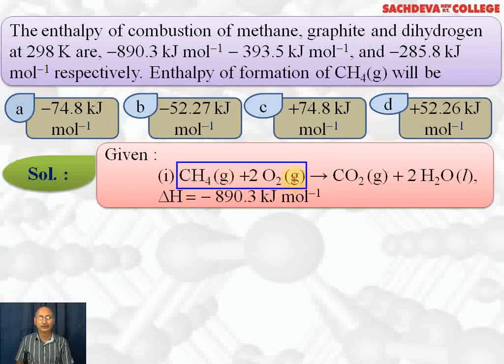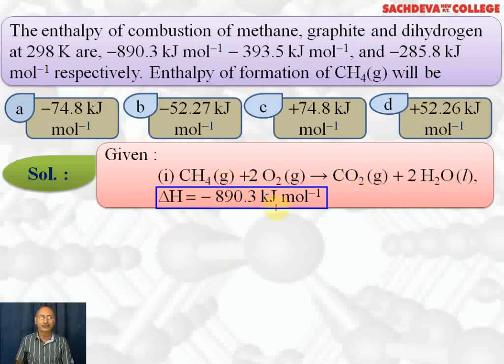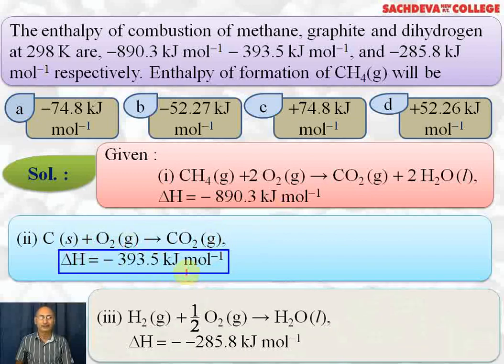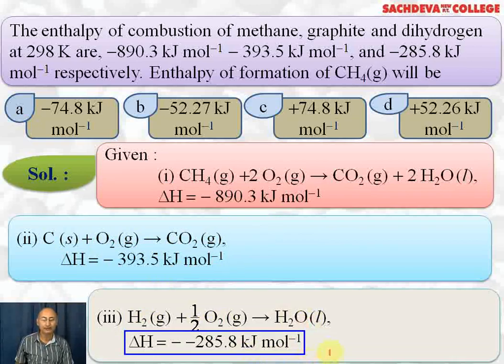First step is to write the balanced chemical equation. CH4 gas plus 2 O2 gas gives you CO2 gas plus 2 H2O liquid, and delta H combustion of methane is minus 890.3 kilojoules per mole. Now combustion of carbon means carbon solid plus oxygen gas gives you CO2. Delta H is minus 395.5 kilojoules per mole. H2 gas plus half O2 gas gives you water liquid. Delta H is minus 285.8 kilojoules per mole.